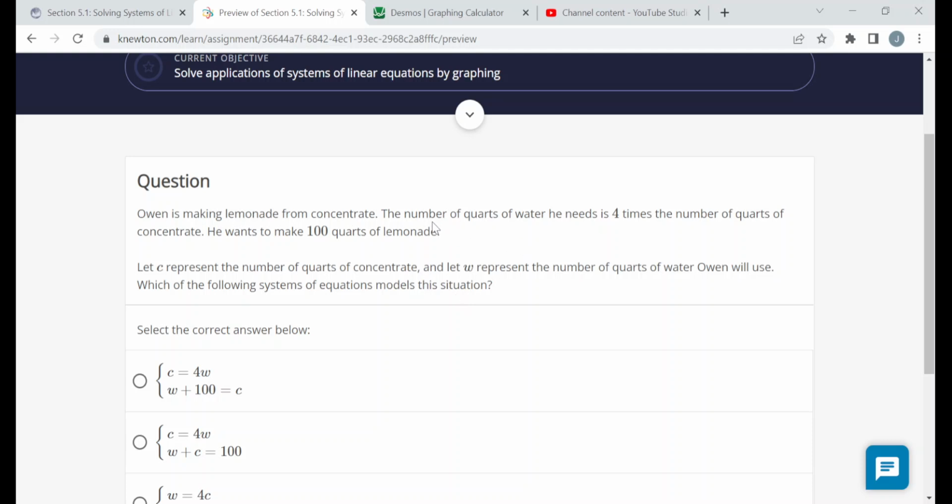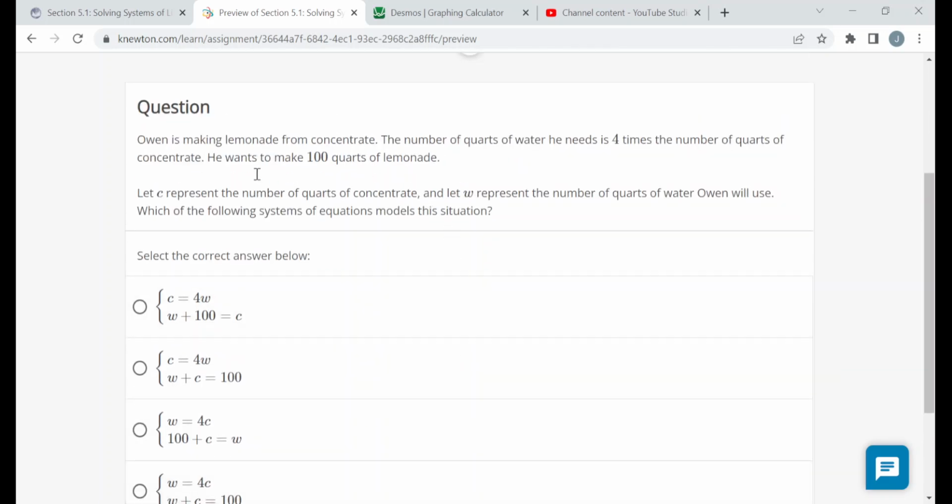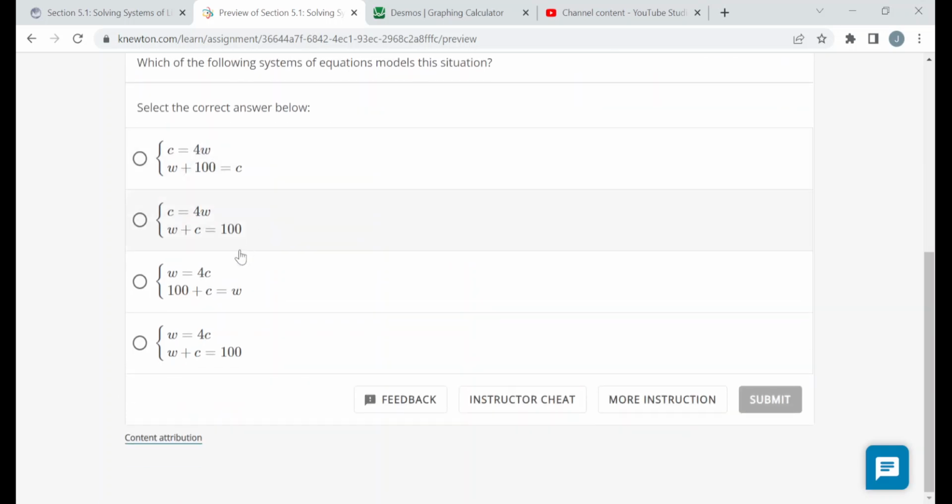Well, right away we see, going back and reading it again, the number of quarts of water, that was W, equals 4 times the number of quarts of concentrate. So we should have W equals 4C, which I'm seeing here and here. So it's one of these two options, W equals 4C. But then the other equation comes from the next sentence. He wants to make 100 quarts of lemonade. So that means if you put the quarts of concentrate with the quarts of water together, it should make 100 quarts. So W plus C equals 100. I hope that makes sense. So quarts of water is 4 times quarts of concentrate, W equals 4C. And the total number of quarts together, he's making a total of 100 quarts of lemonade, W plus C equals 100. That's this equation, or this system of equations here.